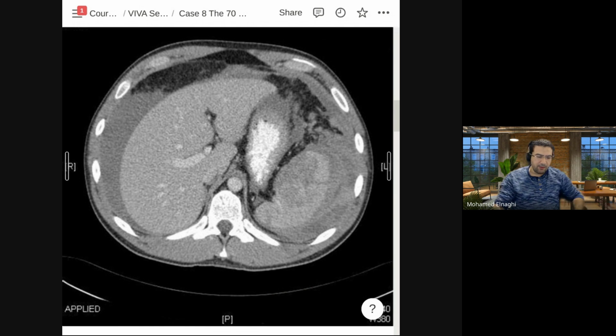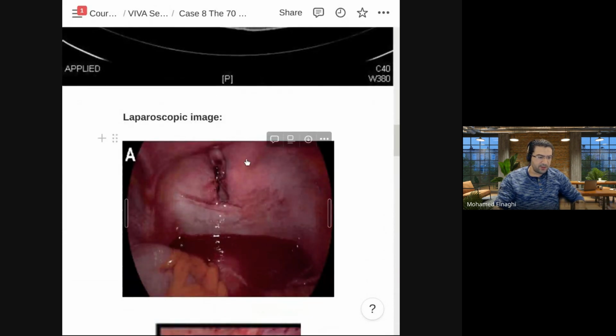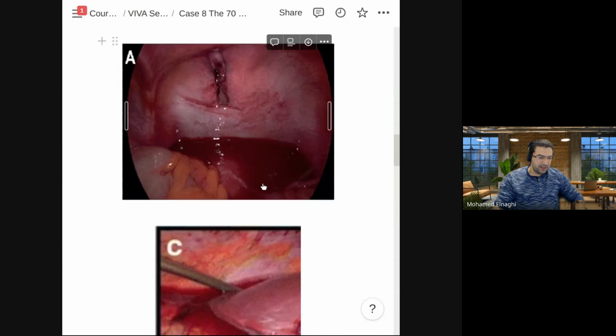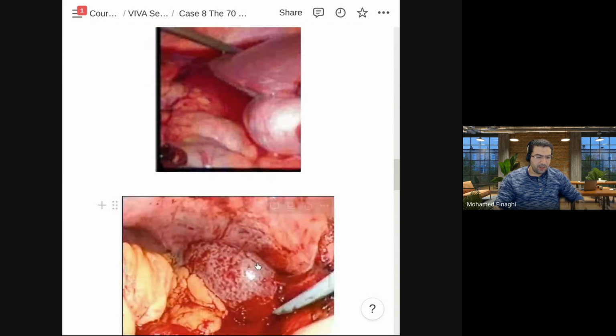Okay, fine. So you book the patient for diagnostic laparoscopy. You took the patient to theater, and then you put the camera in. Once you put the camera in, this is what you can see in the pelvis. This is what you see around the liver, and this is what you see around the spleen.